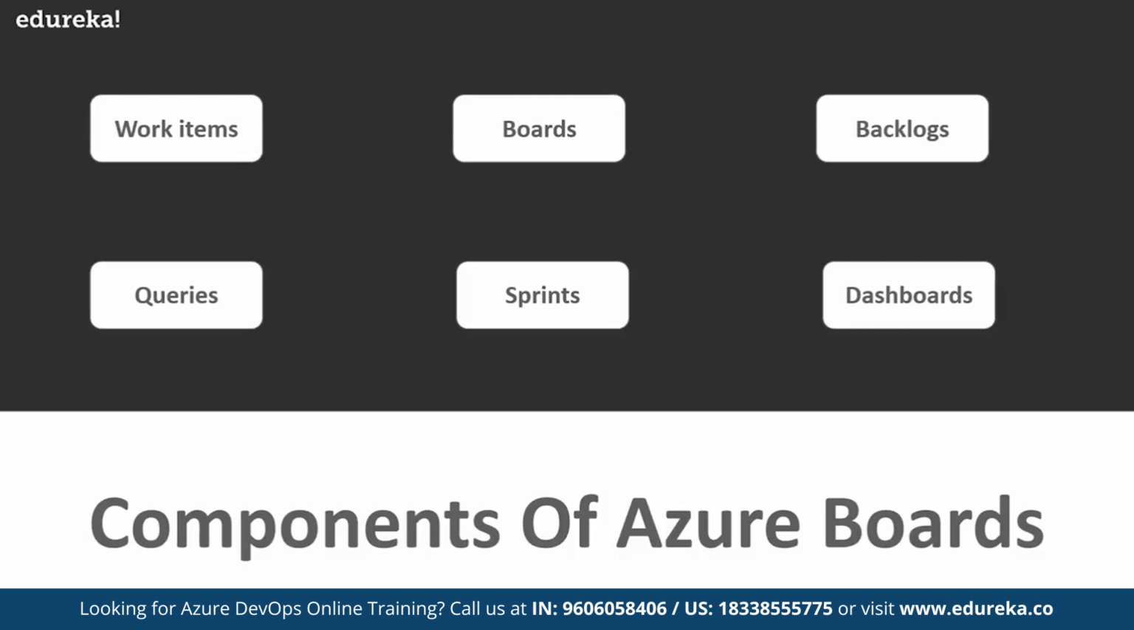Okay, say for example, I have some issue with committing a change to a particular repository. In that case, I can create a work item or an issue saying that this is the stuff that I'm working on, or this is the stuff that I need to keep note of. So this basically is a work item.